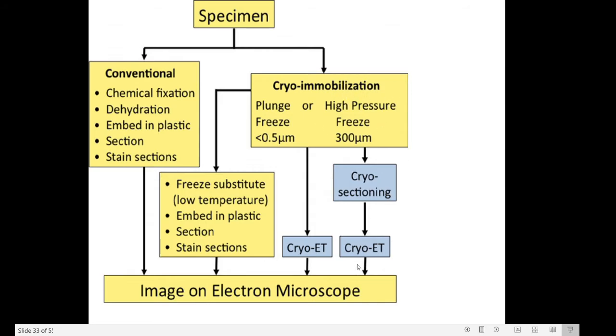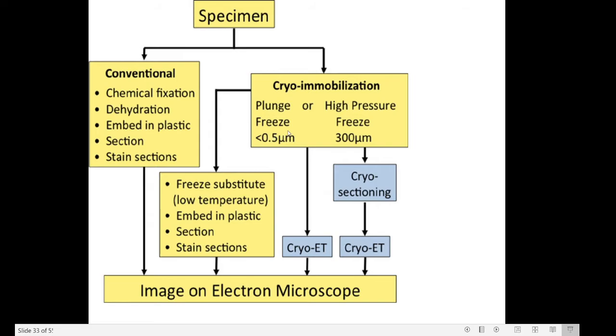Another one is cryo immunization. In cryo immunization itself, we can do freeze substitution, embed in plastic, section and stain the sections. Another one is cryo sectioning. In this cryo sectioning, blench freeze is used for samples of less than 5 micrometer, 0.5 micrometer. High pressure freeze is used for larger samples, that is 300 micrometer. Very, very important thing, high pressure freeze method is used for 300 micrometer samples.